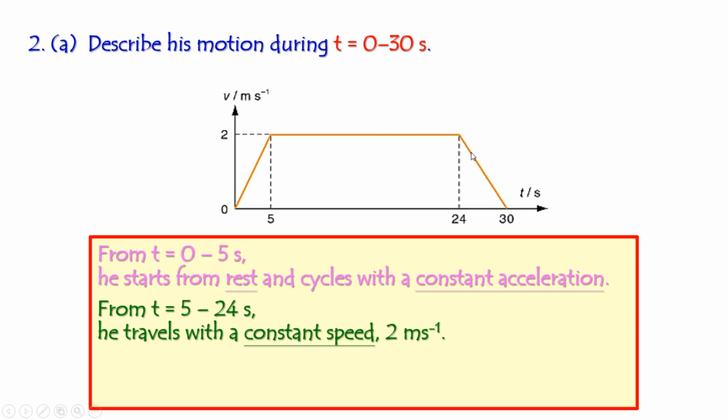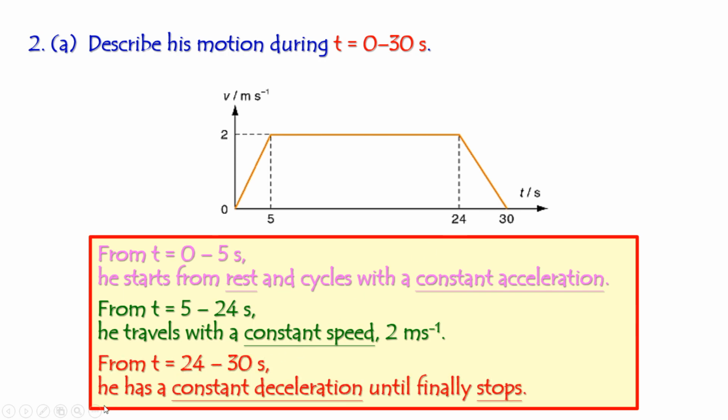And for the last part of the motion, he decreased his speed. Then it is a deceleration, okay? And finally, the speed is 0. That means he stops. So I say in this way, he has a constant deceleration until finally stop, right? So you can describe the motion this way.